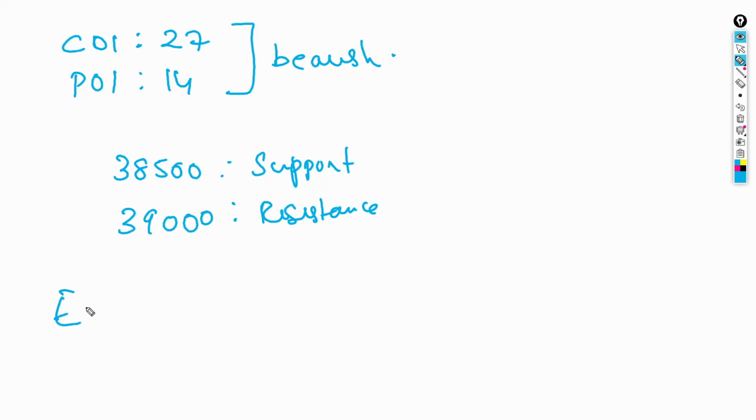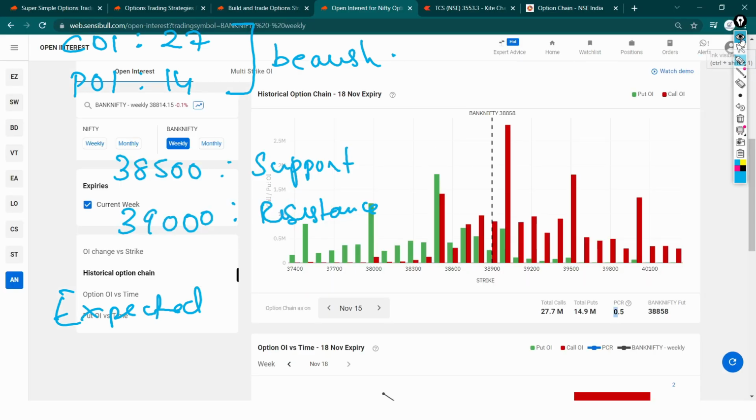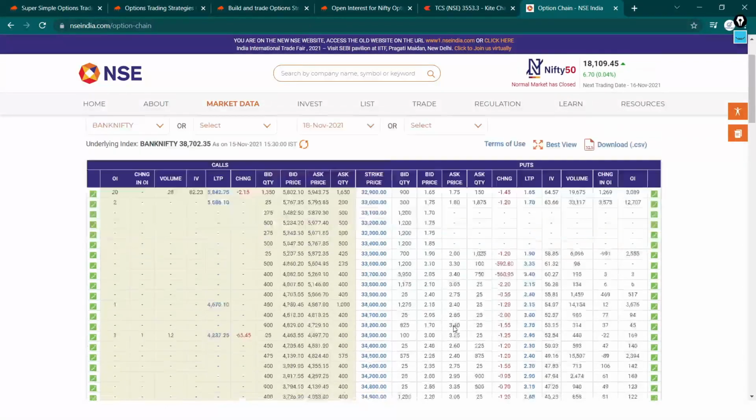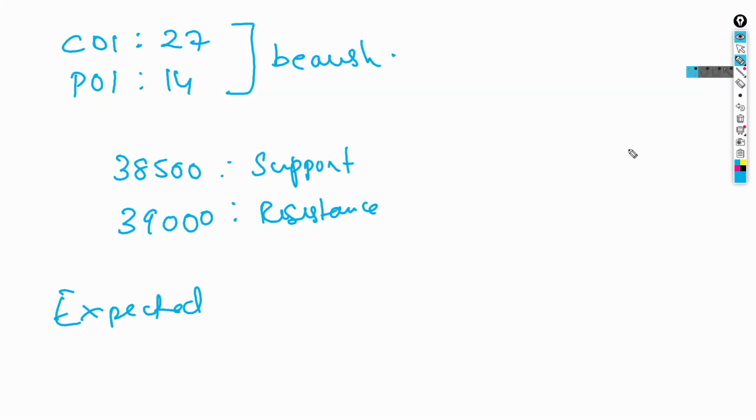So what is the expected range? We'll quickly calculate the expected range by looking at the option premiums. Right now 38,500 has a premium of almost 175 rupees and 39,000 has a premium of 200 rupees. So with both put together, what is the premium we have? 175 plus 200, it's around 375 rupees. So 38,500 minus 375, 39,000 plus 375.